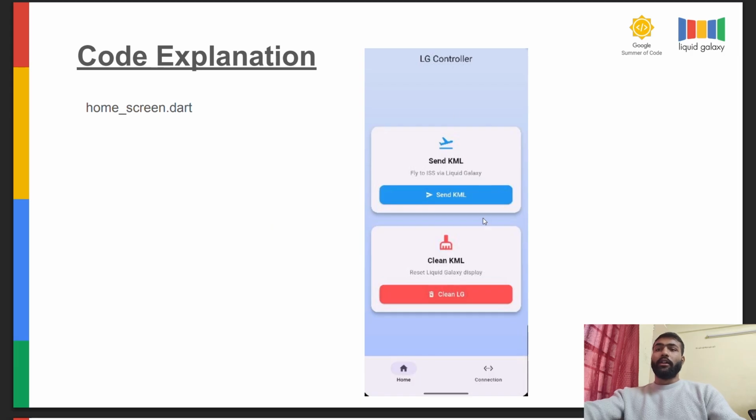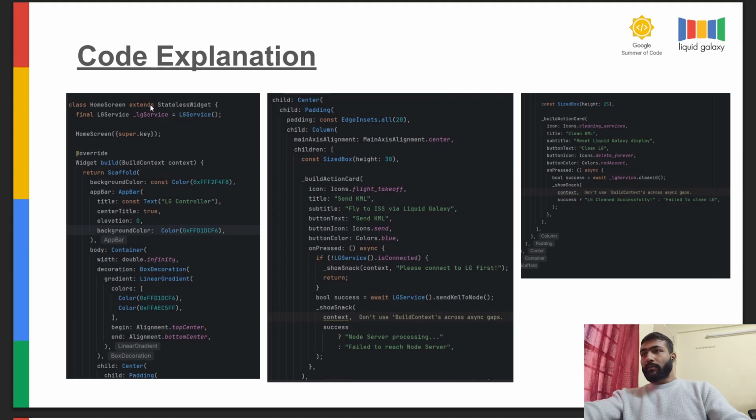Then we have home screen dot, which looks like this as we have shown earlier, and it is also a stateless widget, since it does not require any changes. It is pressing only buttons, so all the work can be done at the backend. So it displays the title as LG controller, and we have some gradient displays here, of two colors. Then we have a center widget, which displays the two action cards, send KML and clean LG. So send KML card pressing first checks if LG service is connected.